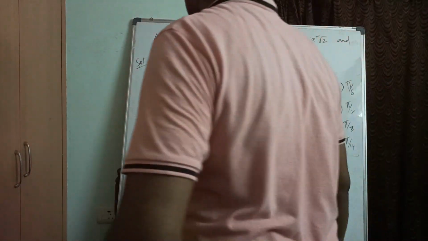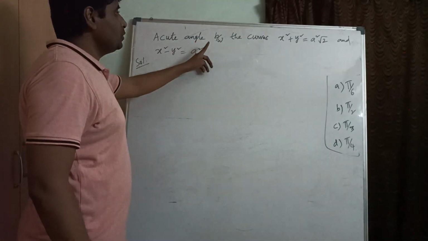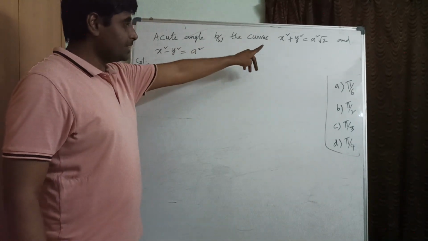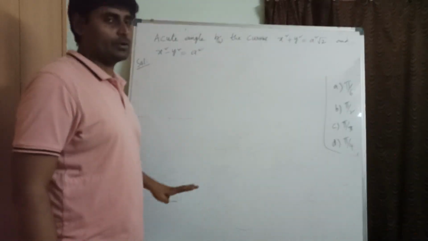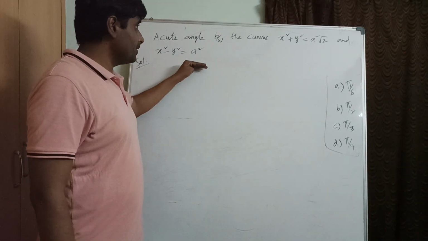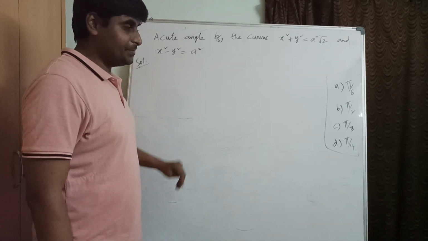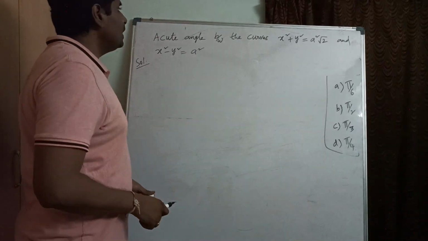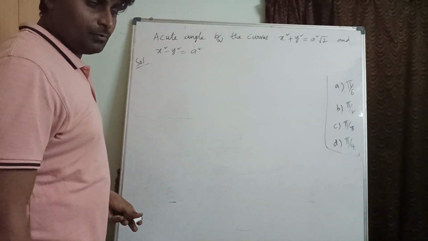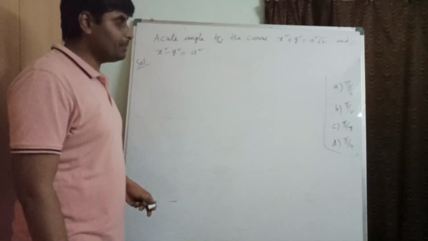Now let us look at this question. Find the acute angle between the curves x square plus y square equal to a square root 2 and x square minus y square equal to a square. Okay, so this problem looks simple, right? So let us see. What will be the angle between these two curves? Generally, what is the formula? Tan theta equals mod of m1 minus m2 by 1 plus m1 m2, correct?